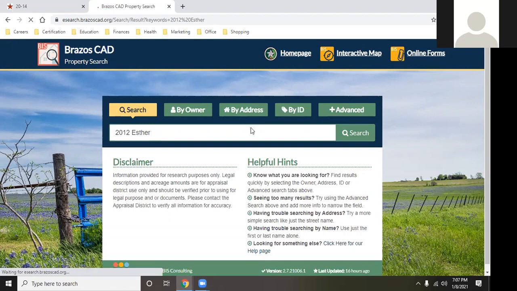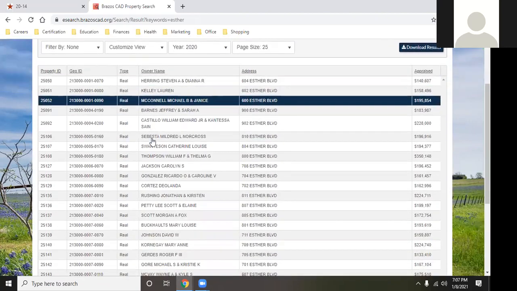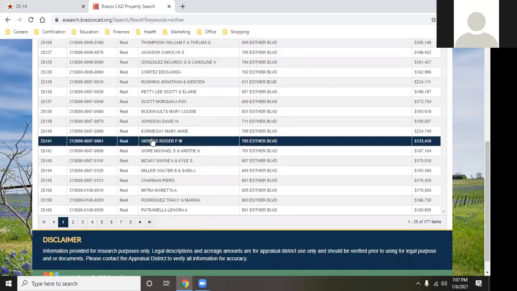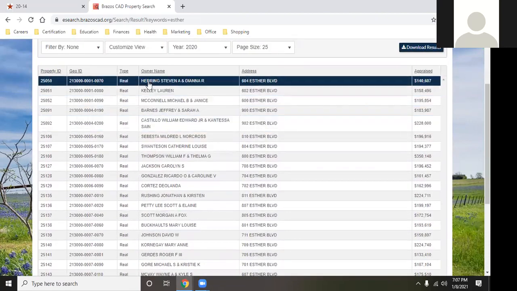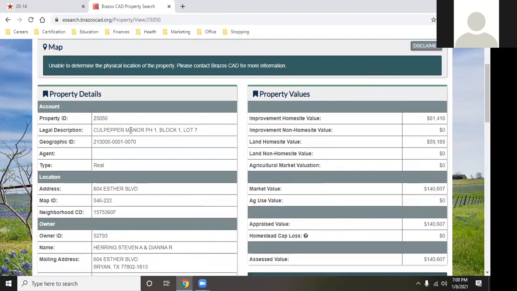I think it was 20. Let's put it in here. No, that wasn't it. It's a long time ago. Let's just do Esther and see what comes up. Wow. All right, there's a bunch of them, guys and gals. So we're just going to pick the first one, just the easiest one. We're going to say this was his property.